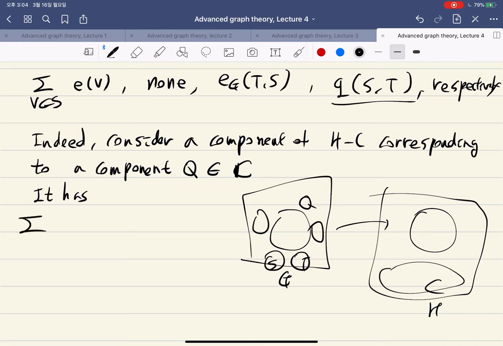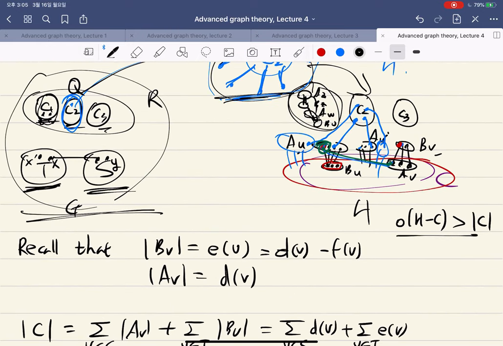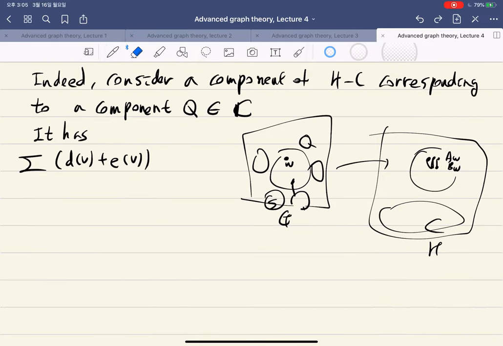And in this component Q, how many vertices are there? Each vertex v here can be blown into sides A_v, A_w, and B_w. A_w has size its degree, and B_w has size its excess degree. And then for each edge between Q and T, you add one more vertex. So you have to add the number of edges between Q and T. So this is the size of this component corresponding to Q.